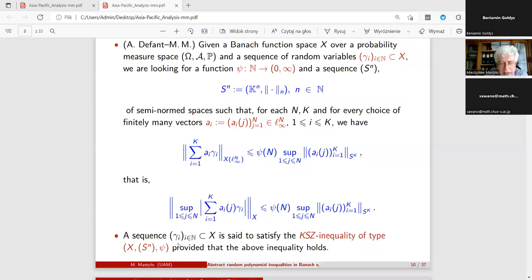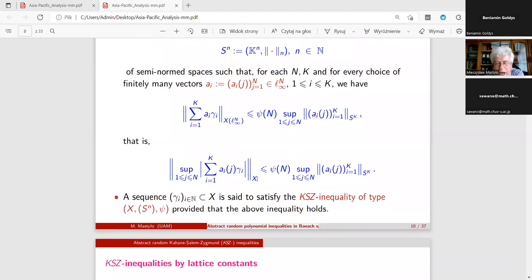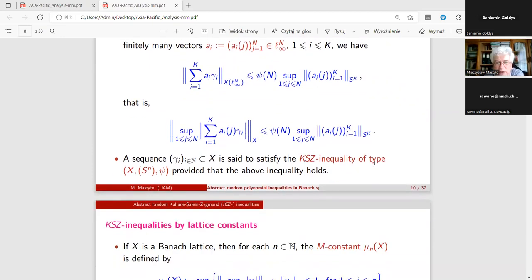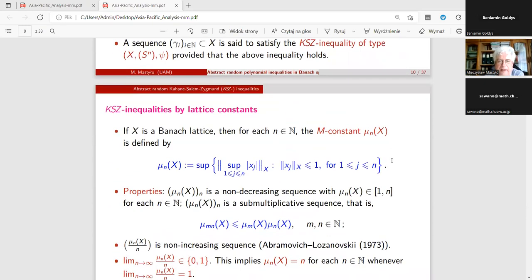So later on, we say that the sequence satisfies the KSZ inequality whenever, we write this triple: Banach lattice, the sequence of the seminorms or norms, the function psi, provided the above inequality holds. We are saying that this is an abstract variant of the Marcinkiewicz-Zygmund inequality. So whenever you see, we will take L1 on L infinity here, exactly we will cover the classical case. So, okay.